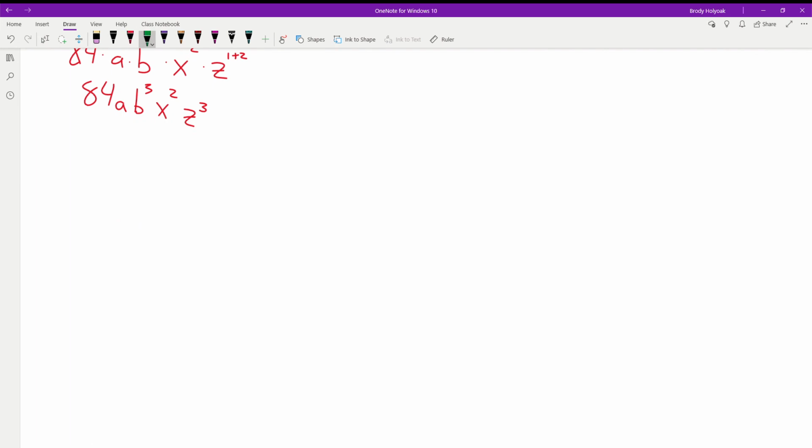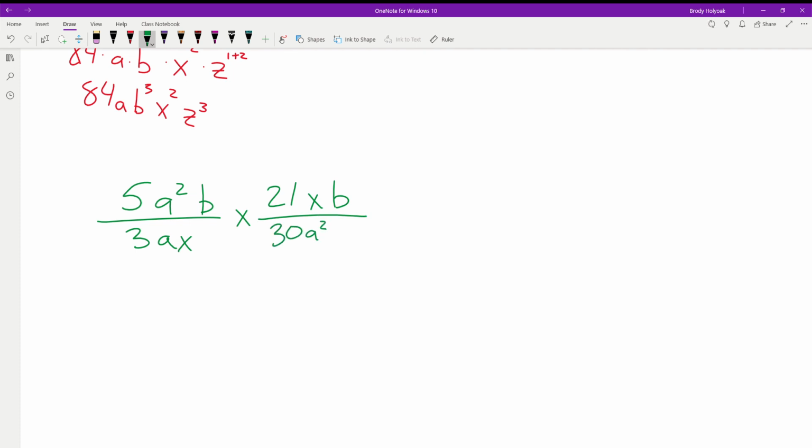Okay, so multiplication and division of fractions. Again, the same thing. We're just talking with variables and stuff into them. So we have 5a squared times b divided by a 3ax, and that's multiplied by 21xb divided by 30a squared b.